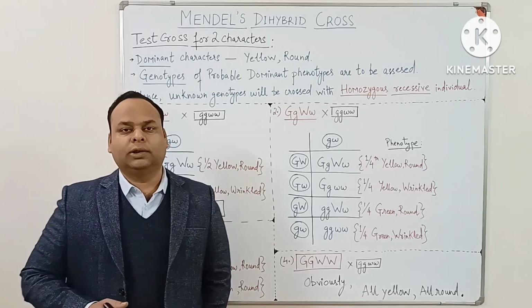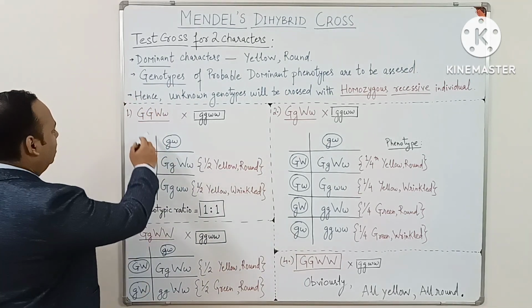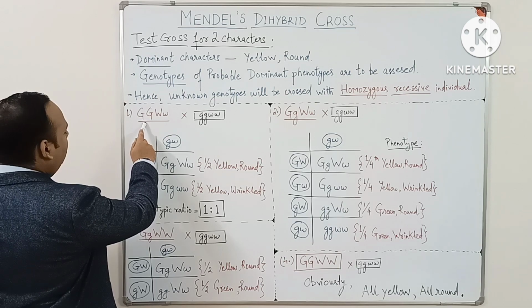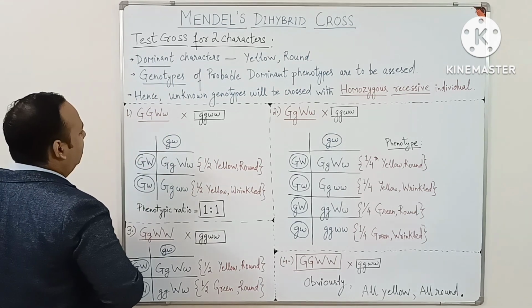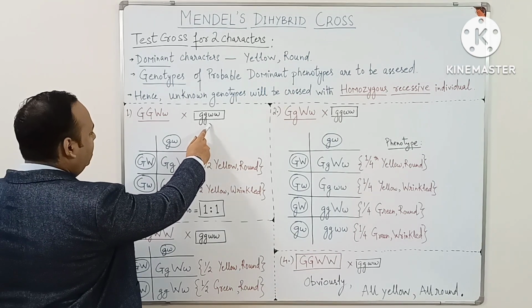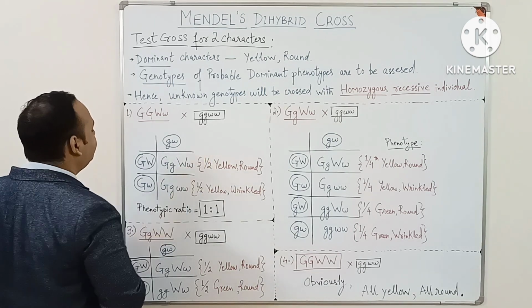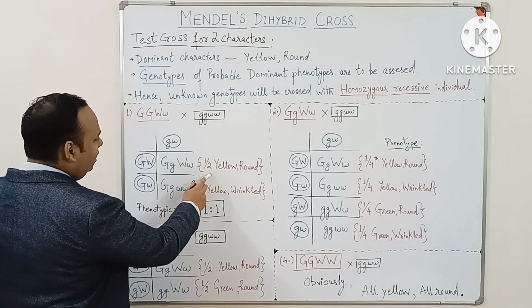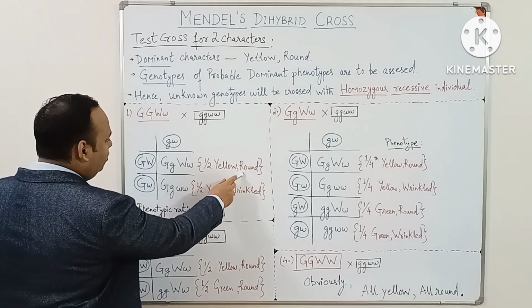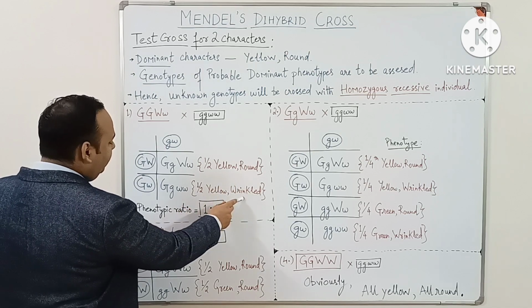In the first case, where the plant is homozygous dominant for color of seed and heterozygous for shape of seed, and it is crossed with a homozygous recessive individual, a 1:1 phenotypic ratio is found, where half of the plants are yellow and round and half are yellow and wrinkled.